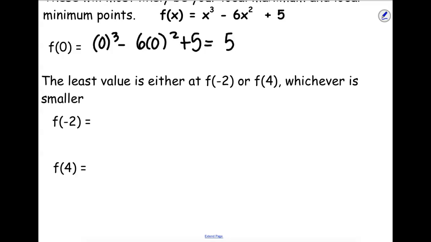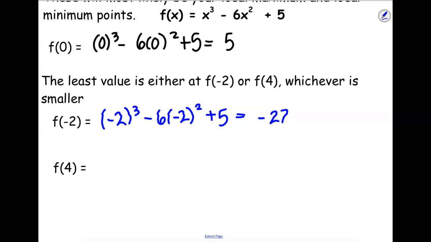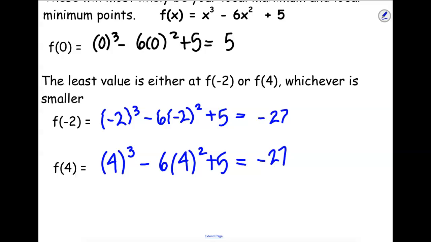So we're going to evaluate the original function. So we're going to say f of -2. So you substitute -2 into the function, use your order of operations, and you get -27. Continue on for f of 4, and then we'll go back and look at the graph. So you evaluate the original function, use your order of operations, and you get -27.